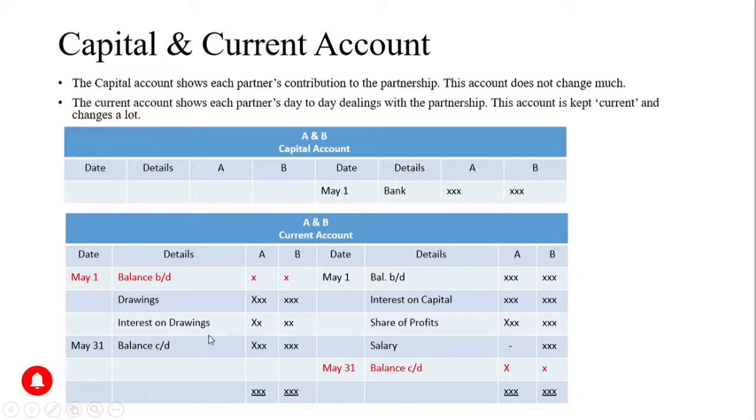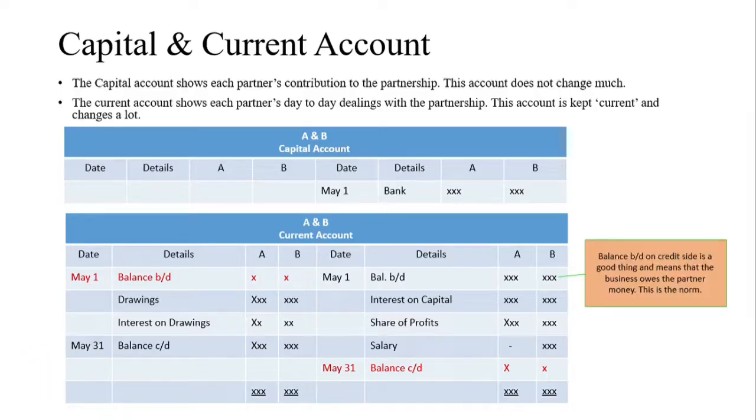Now on the debit side of the current account, you would realize that I have an opening balance. You would realize that I place it in red because that is not the norm. For an account that carries a credit balance, the balance brought down should not be on the debit side, it should be on the credit side, right? So this is not the norm, and the closing balance being on the credit side again is not the norm. It is important for you to understand these concepts.